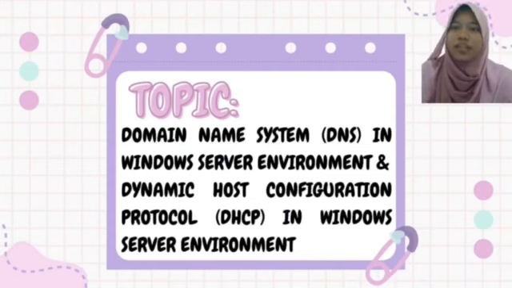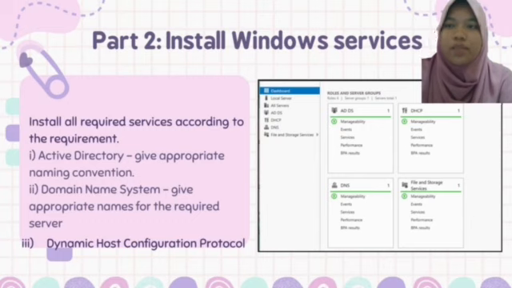So next, for part 2, install Windows Server. Install all the required services according to the requirements. First, Active Directory, giving an appropriate naming convention. Second, Domain Name System, giving an appropriate name for the required server. So firstly, we need to install Active Directory, which is AD. And then we install the Domain Name System, DNS.